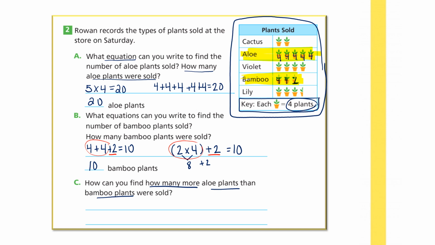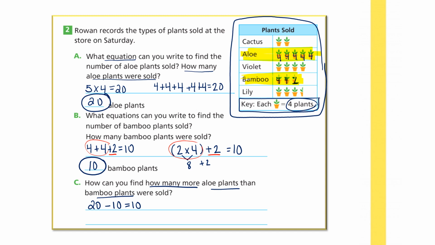Okay, we know that they sold 20 aloe plants. Oh, sorry, boys and girls. We know that they sold 20 aloe plants. And we know that they sold 10 bamboo plants. They sold more aloe plants than bamboo plants. So let's find the difference. 20 minus 10 equals 10. So they sold 10 more aloe plants than bamboo plants.